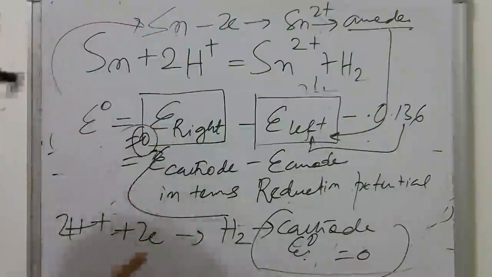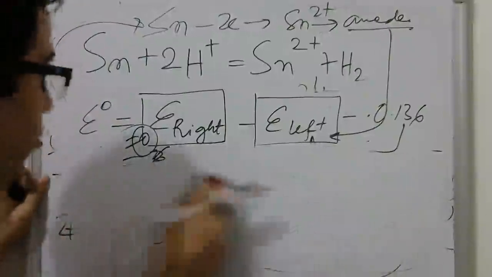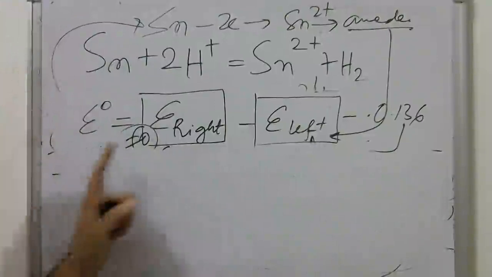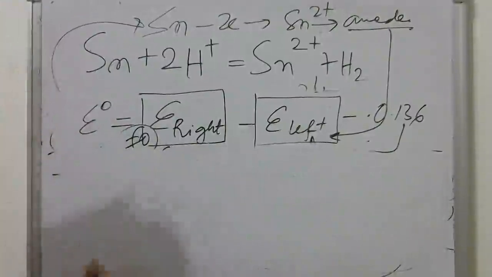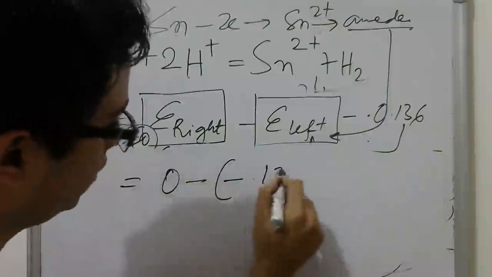If we plug these in, what will we get? We'll get the E0 of the cell. What will be the E0 of the cell? That is 0 minus 0.136.